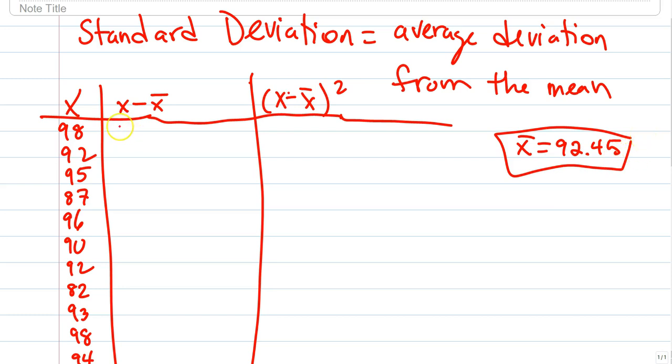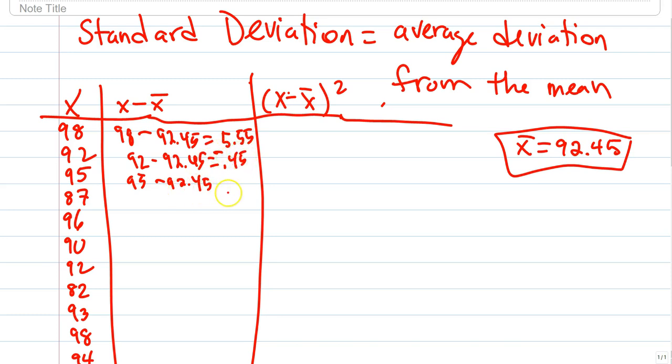Well, how would I do that? I would take each number and I would minus 92.45. Then 92 minus 92.45. Then 95 minus 92.45. Now, I don't want to keep doing all these by hand. That we could, but so this one would be 5.55. This one would be negative 0.45. This one would be positive 2.55, so on and so forth.